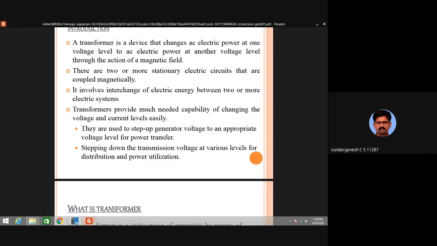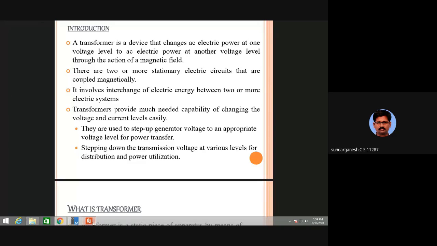So what is a transformer? A transformer is a device that changes the AC electric power at one voltage to another voltage level. It has the capability of changing the voltage level of AC, not DC. It can change only the voltage level of AC.